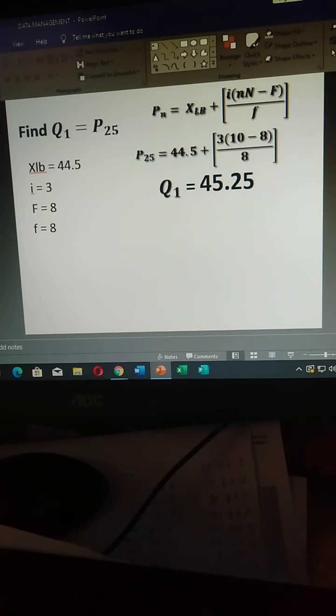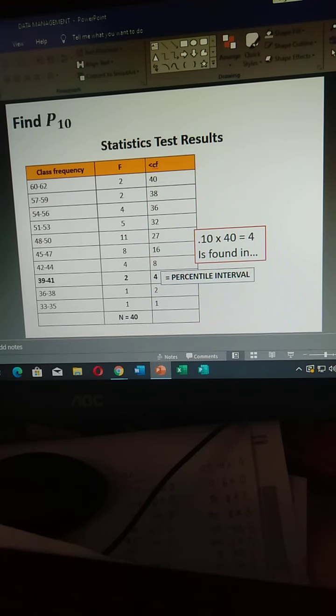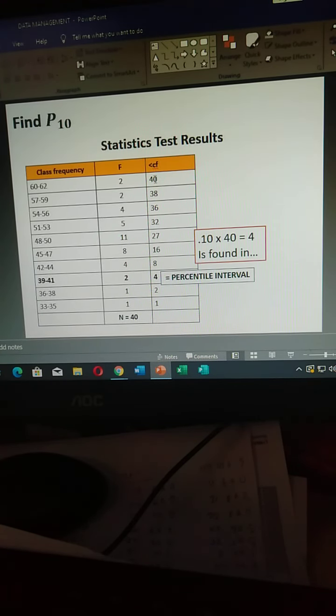Next. How about P10? Ayan, P10 naman tayo. Paano naman pag P10? Same pa rin. O, naka-percentile siya, kaya di mo na siya pwedeng i-convert into decile or quartile, wag na. Kasi yung percentile mismo na formula niya ang gagamitin natin. So, convert natin si 10 into decimal. So, magiging 0.10 siya. And 0.10 times 40, that is 4.